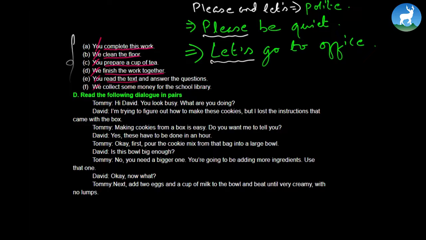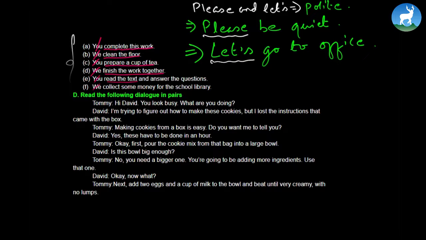Tommy: Hi, David. You look busy. What are you doing? David: I'm trying to figure out how to make these cookies, but I lost the instructions that came with the box. Tommy: Making cookies from a box is easy. Do you want me to tell you? David: Yes. This has to be done in an hour. Tommy: Okay. First pour the cookie mix from that bag into a large bowl. David: Is this bowl big enough? Tommy: No, you need a bigger one. You're going to be adding more ingredients. Use that one. David: Okay, now what? Tommy: Next, add 2 eggs and a cup of milk to the bowl and beat until very creamy with no lumps.